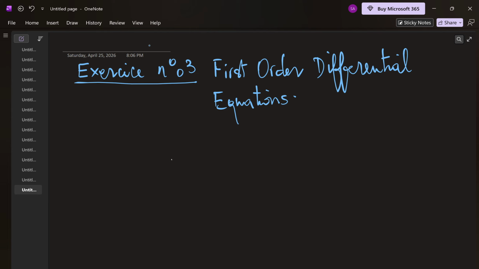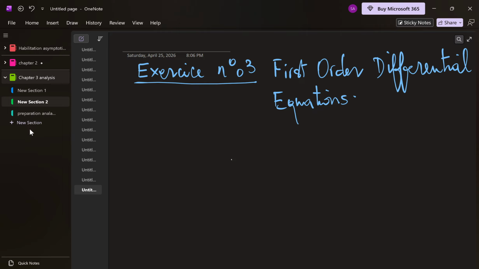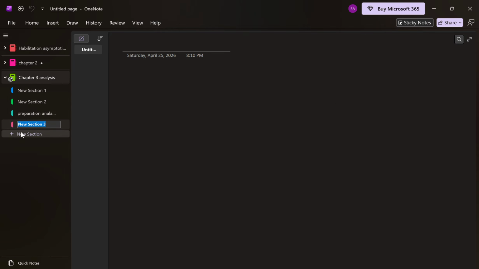So before beginning the solution of exercise number 3, I need to give you some summary about first order ODE, first order differential equations.